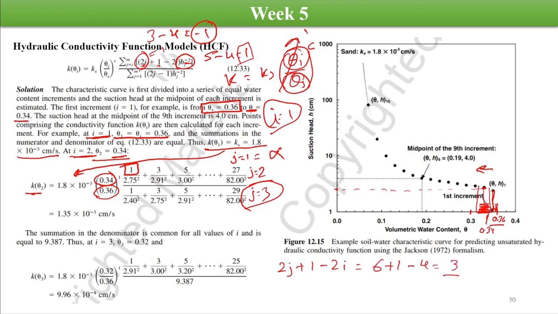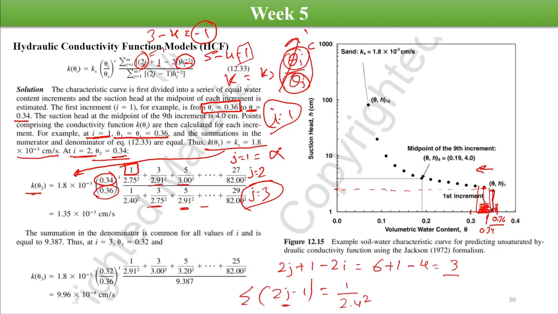Okay, if you see the denominator part, that is 2j minus 1, that is anyway going to be the same, summation of 2j minus 1 upon h square. Because there is no i part here, for all the iterations this part will be the same. So we can calculate this as, for j is equal to 1, it is 2 minus 1, 1 upon 2.4 square, the first one 2.4, for the second one 2.75, third one 2.96, then 3.